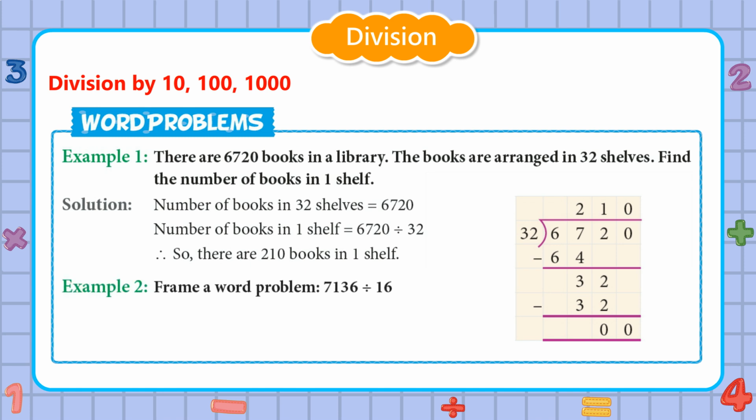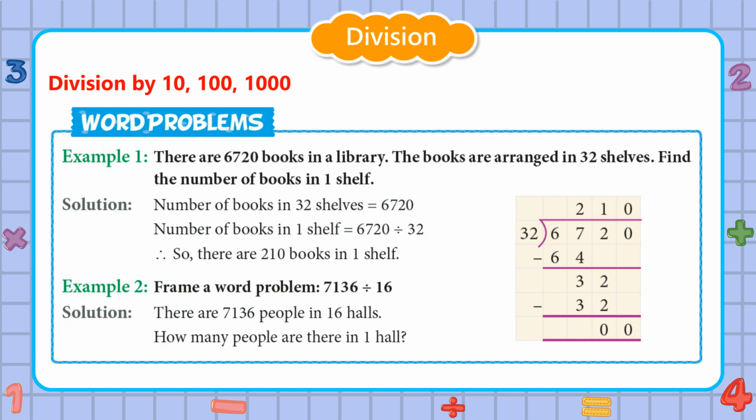Example 2. Frame a word problem. 7,136 divided by 16. Solution. There are 7,136 people in 16 halls. How many people are there in one hall?